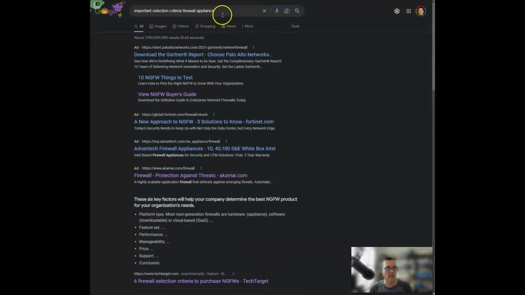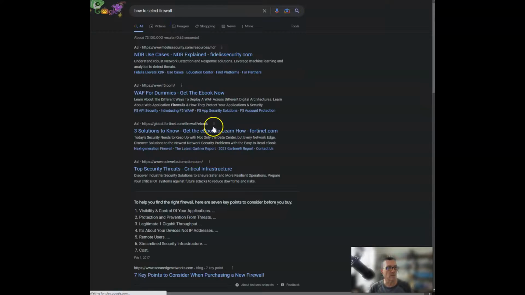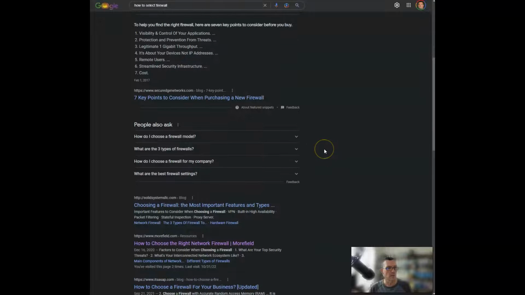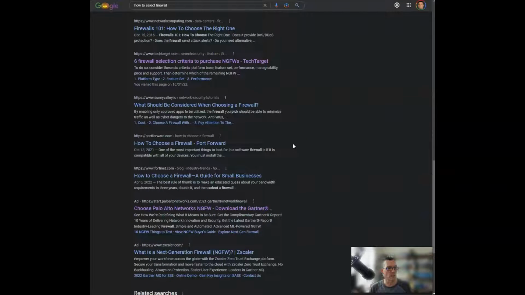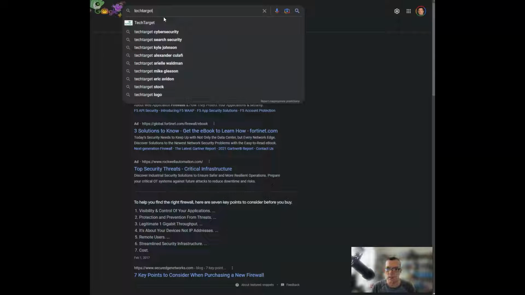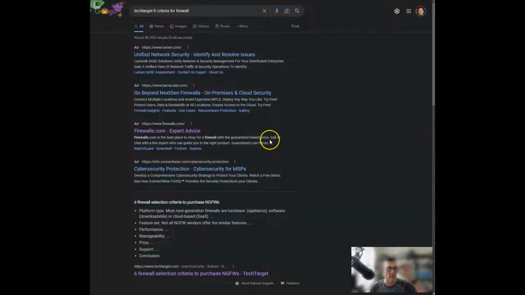So I'm going to go back here to my Google Foo, and I'm going to edit this just a little bit here. How to select a firewall might be a simpler way to approach this. Let's see what we get here. So back to the Moorfield one. So I'm looking for something specific here. So I'm just going to kind of go TechTarget. I know many of you do like this. 6 criteria for firewall. This is one of the ones that I like to look at.